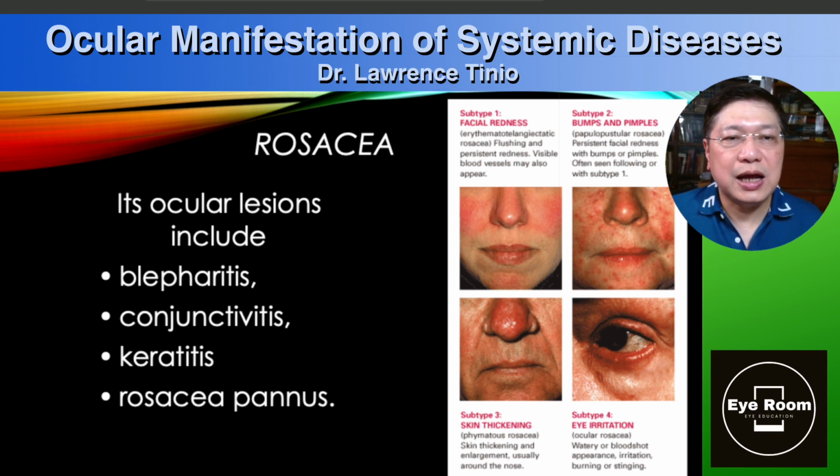Now, usually when the eyes are involved, your patient will have blepharitis, meaning the eyelashes are either swollen or infected. You'll have conjunctivitis. The white part is already swelling or getting irritated. Your patient might have keratitis or rosacea pannus. Now, these patients would also complain of dry eyes, and sometimes one of the earliest symptoms in these cases is dry eyes. So just look at your patients. Look for the redness, so you know you're dealing with rosacea.